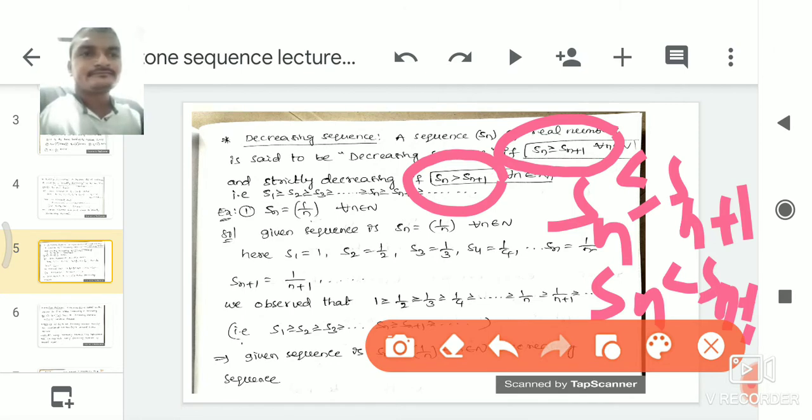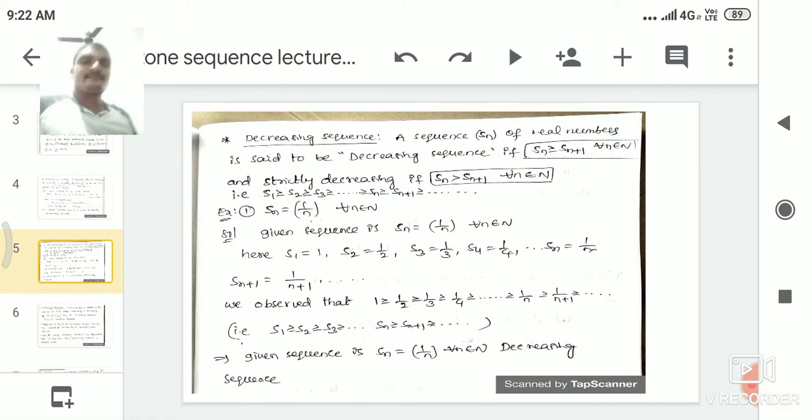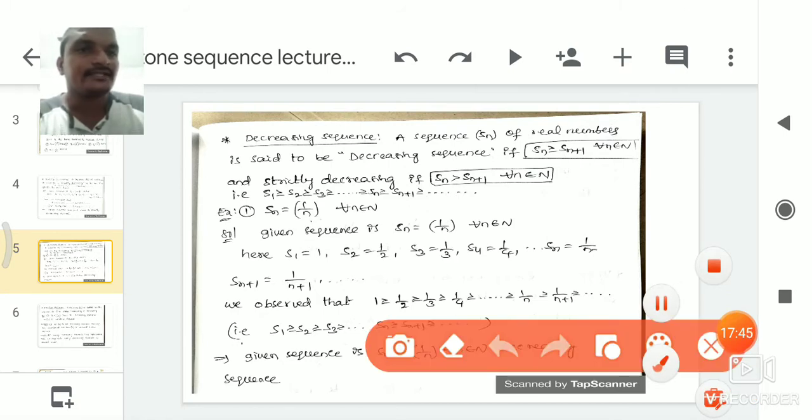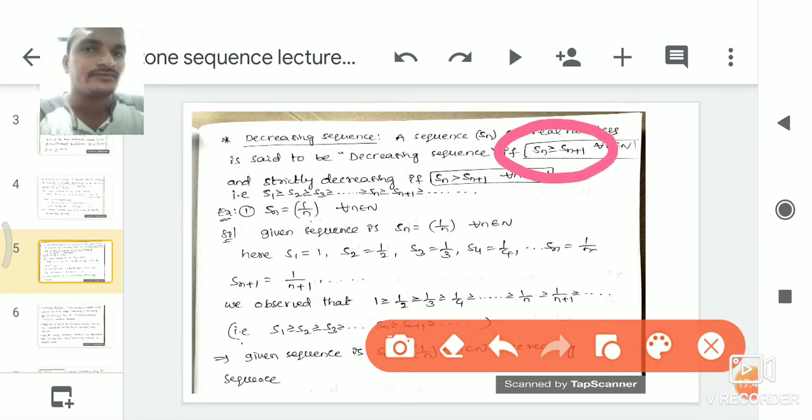Once again I repeat, a sequence Sn is said to be increasing if Sn is less than or equal to Sn plus 1. The sequence Sn is said to be a decreasing sequence if Sn is greater than or equal to Sn plus 1. What is the condition of decreasing sequence? Sn is greater than or equal to Sn plus 1.